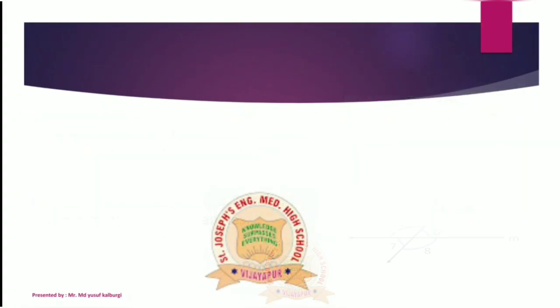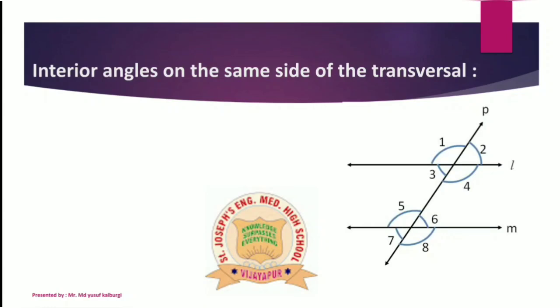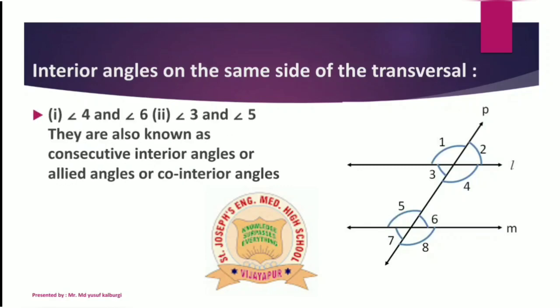Okay, so next is interior angles on the same side of the transversal. What are these interior angles? Interior means inside. If there are parallel lines, the angles which lie inside the lines are called interior angles on the same side of the transversal. Which are those interior angles? Angle 4 and angle 6, and angle 3 and angle 5 are on the same side of the transversal.